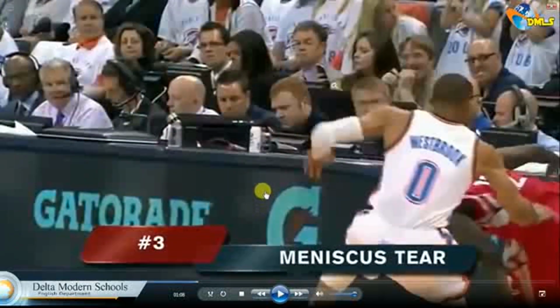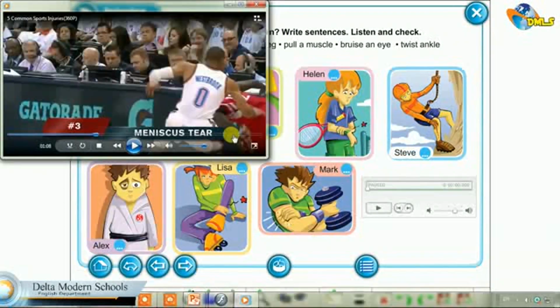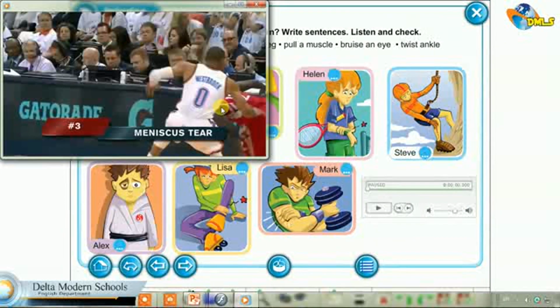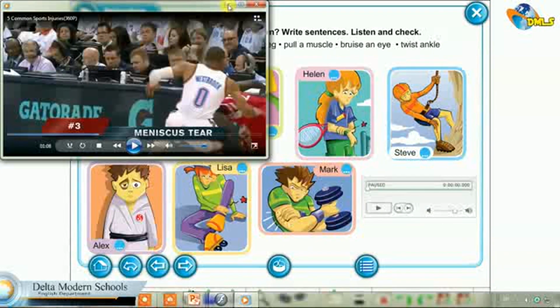Meniscus tear. Yes, okay, so I think those are the common, or some of the common injuries happen for athletes. I hope you all stay safe and take care of your body.